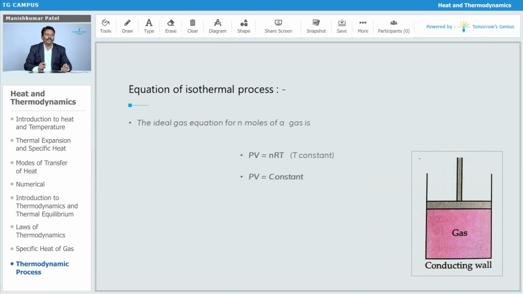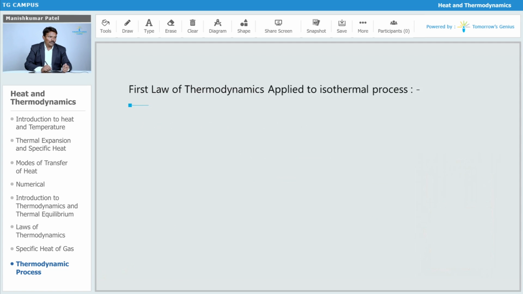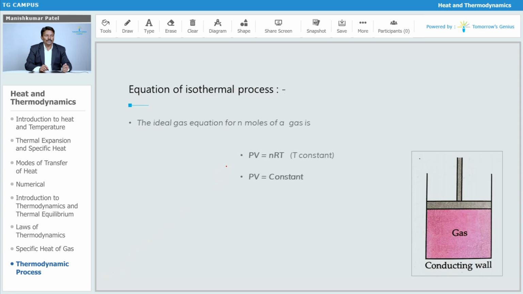The next one is the equation of the isothermal process. So how can you define the equation of the isothermal process? That is what we can see over here. The ideal gas equation for n moles of a gas is PV equals nRT. I told you that in an isothermal process the temperature of the system will remain constant.